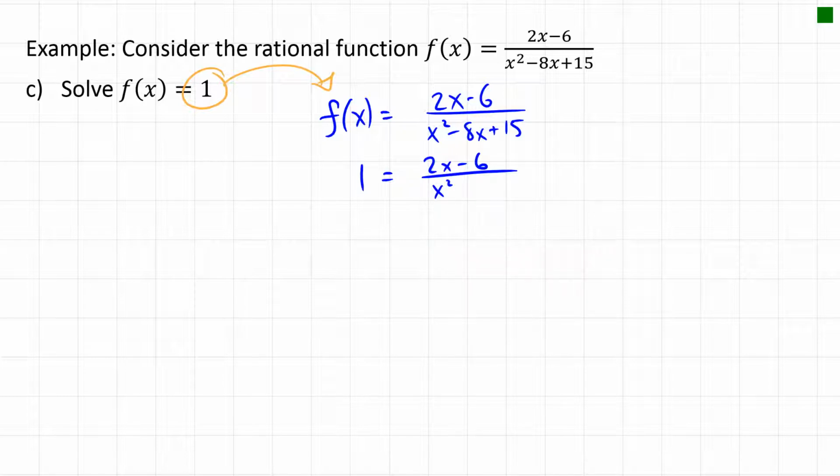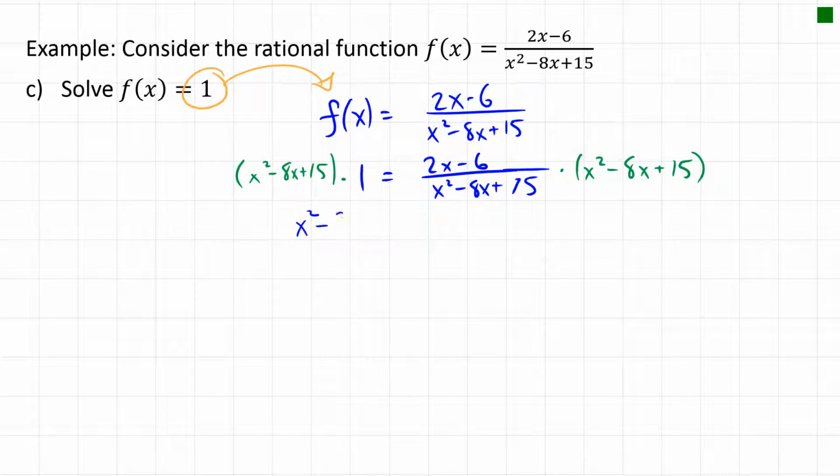So in a question like this, what we can do is find what x value gives us the function value of 1. So we just have to go ahead and solve this equation. And at first it looks tricky, but we're just going to multiply each side by what's in the denominator to get rid of the denominator.